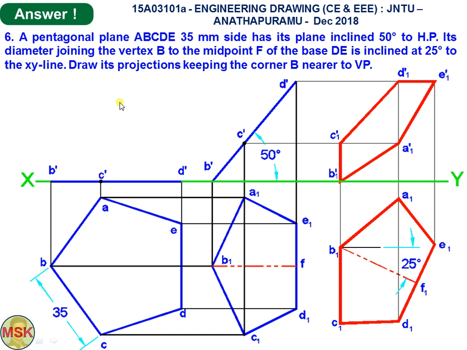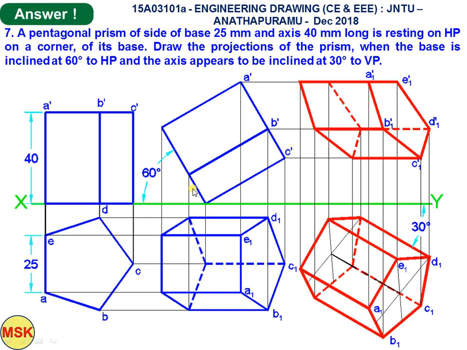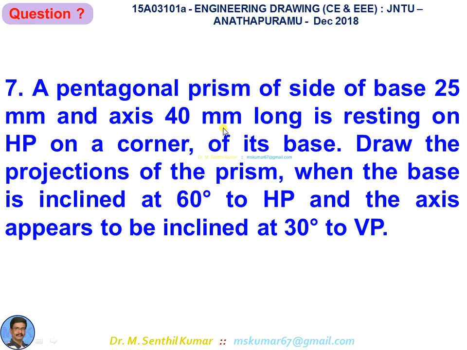Now we move on to the next problem, the seventh problem. A pentagonal prism of side of base 25 mm and axis 40 mm long is resting on HP on a corner of its base. Draw the projections of the prism when the base is inclined at 60 degrees to HP and the axis appears to be inclined at 30 degrees to VP. Okay, it is a double inclination problem.